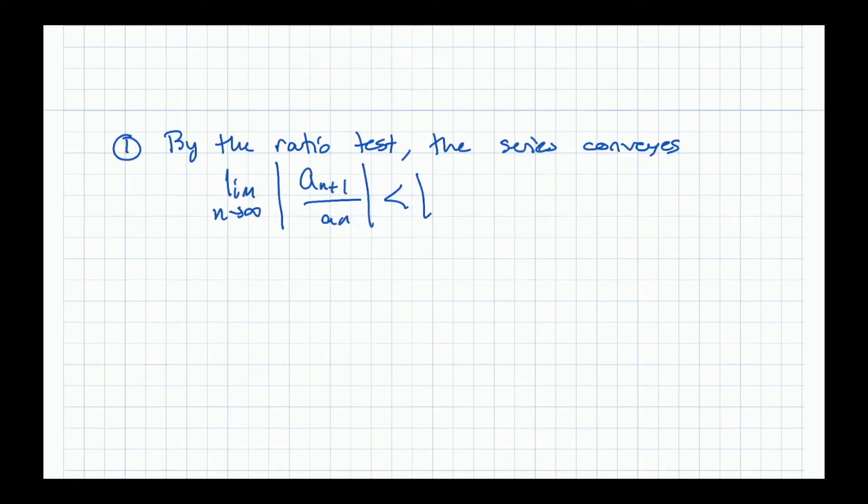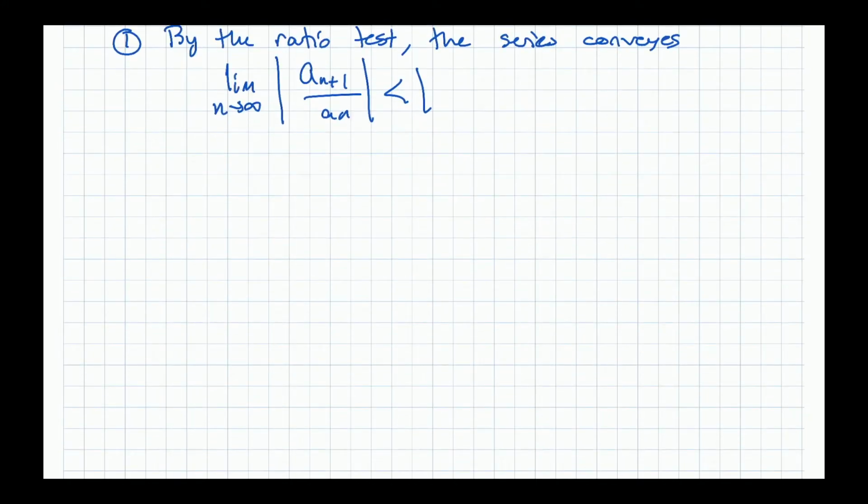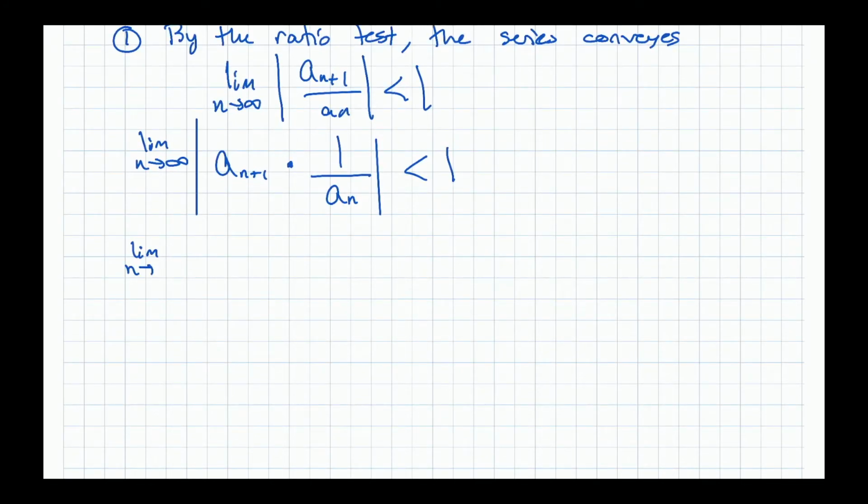Now for convenience, before I even plug anything in, I'm going to rewrite this as the limit as n goes to infinity of a_{n+1} times the reciprocal of a_n, which is 1 over a_n. And the reason I want to do that is it's just less writing, saves a step, although it didn't really save a step because I had to write that I was about to do it. But if you're consistent, it'll save you a step.